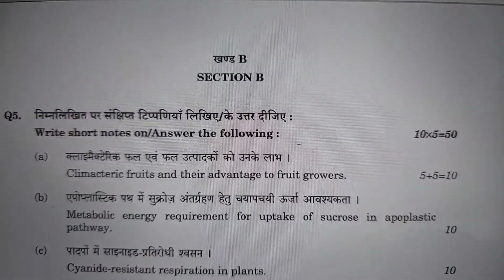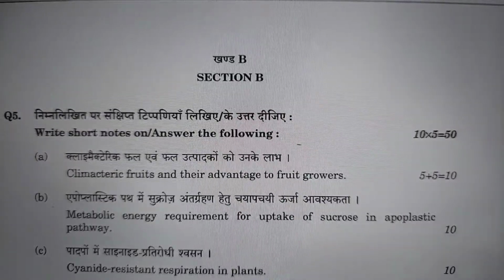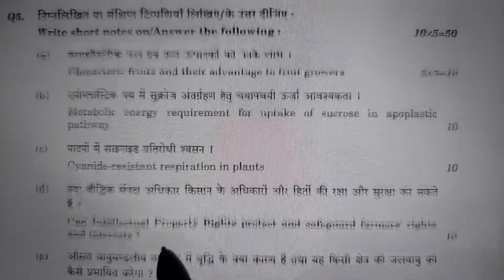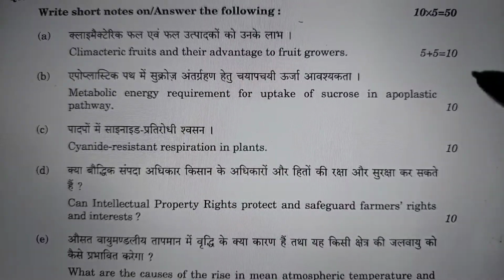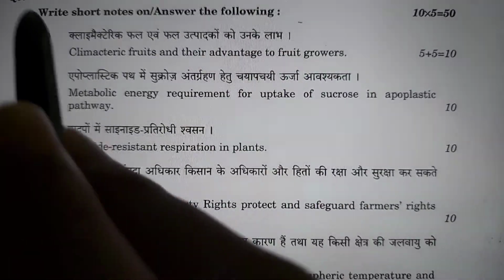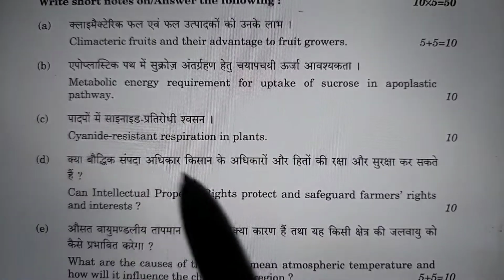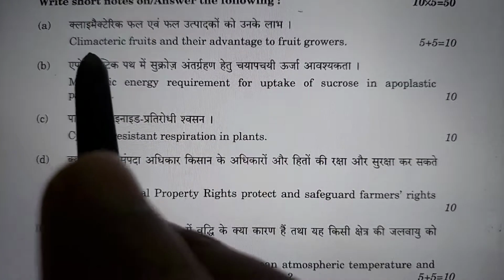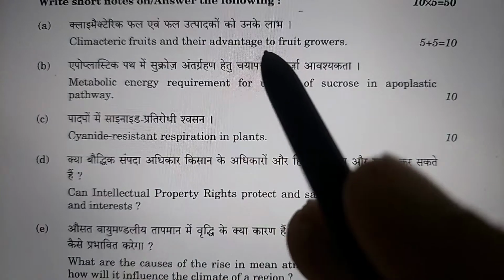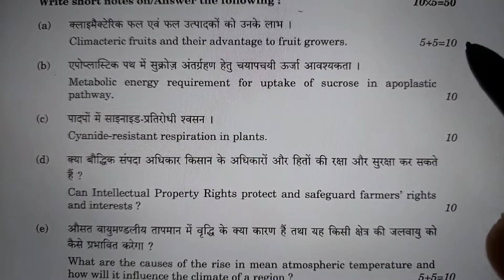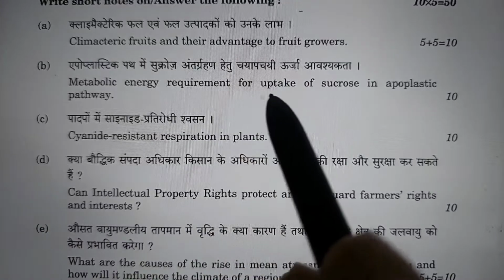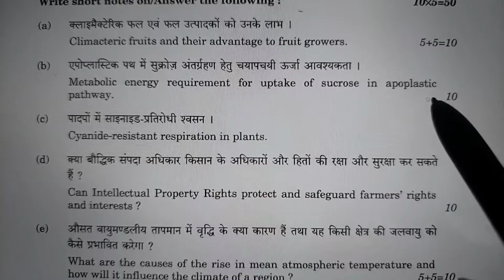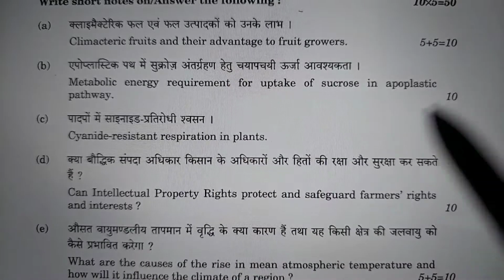So now we are coming to the section B. This one is also the question number 5, which has 5 options and these are compulsory questions. So the first question is climacteric fruit and their advantages to fruit growers, 5 plus 5, 10 marks. B is metabolic energy requirement for uptake of sucrose in apoplastic pathway, 10 marks.